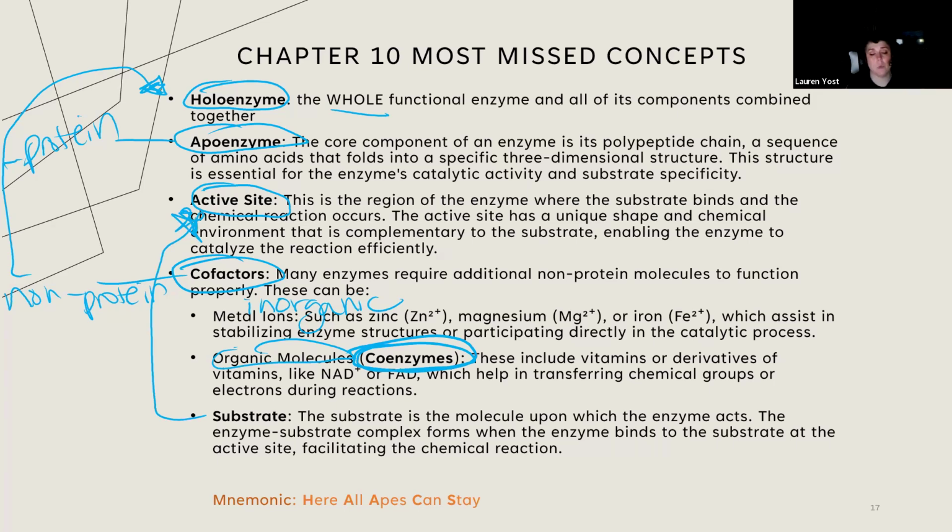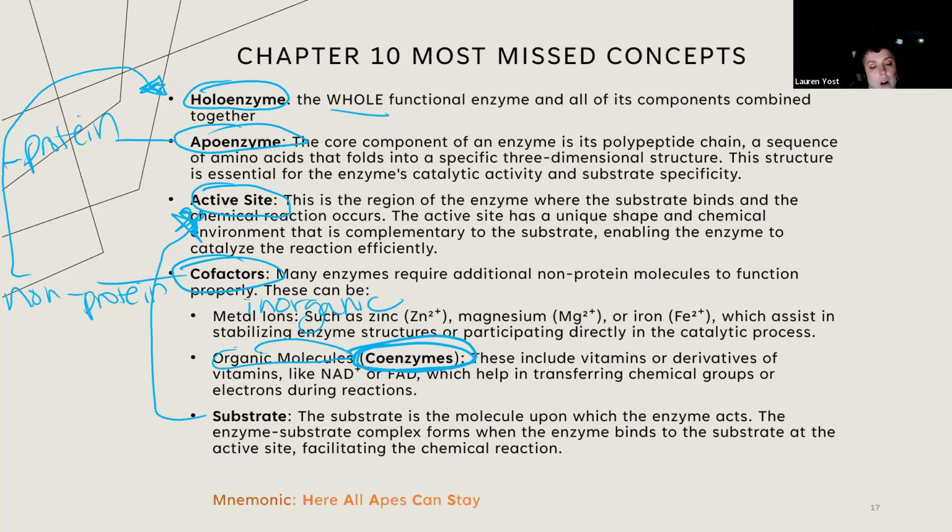And then our little mnemonic here was "all apes can stay." So here is holoenzyme, all is apoenzyme. Apes is active site, or I guess you could switch those either way, but your active site is going to be present on the apoenzyme. FYI, the active site is always present on the protein portion. So the cofactor does not bind at the active site itself. It could be active near the active site, but it is not the active site. It's not binding in the active site, but it can participate near the active site.